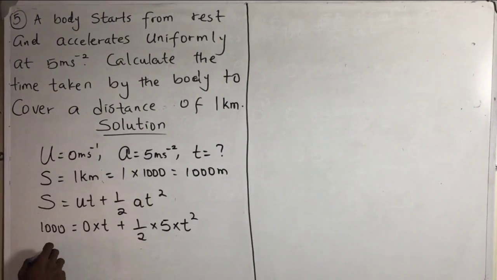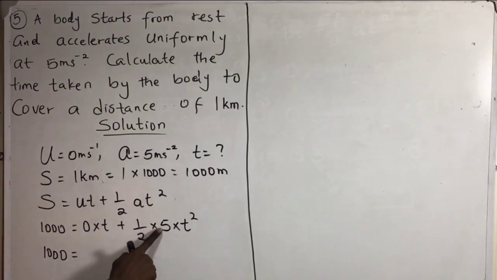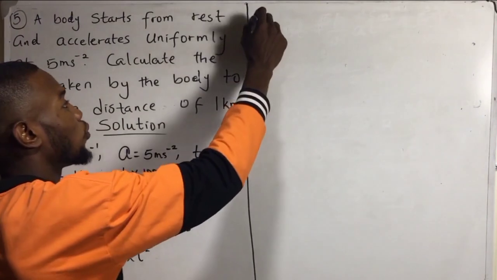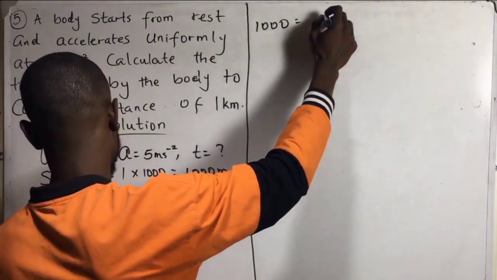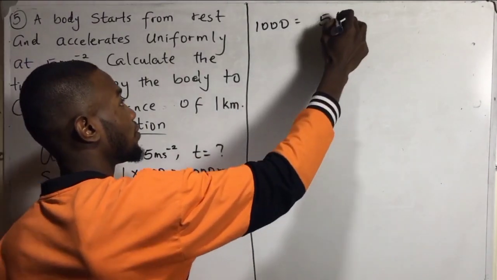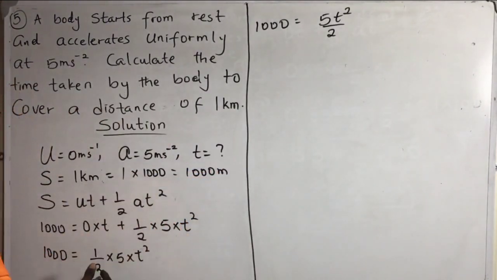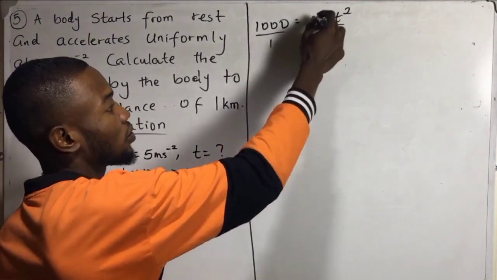We have 1,000 equal to 0 multiplied by t, which will give 0. So that is gone. We have 1 over 2 multiplied by 5 multiplied by t squared. If we resolve all this, we have 1,000 equal to 1 multiplied by 5 multiplied by t squared, which gives us 5t squared over 2. Okay, so that's what you're going to have. Then we'll balance this one and cross multiply.